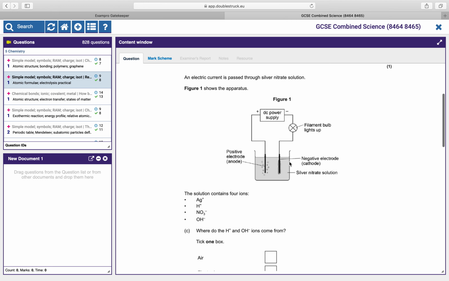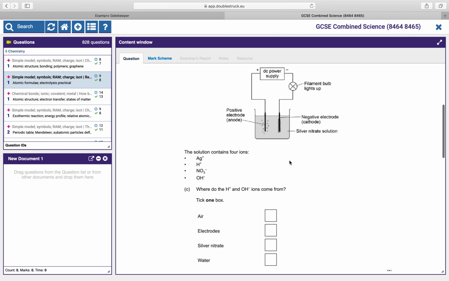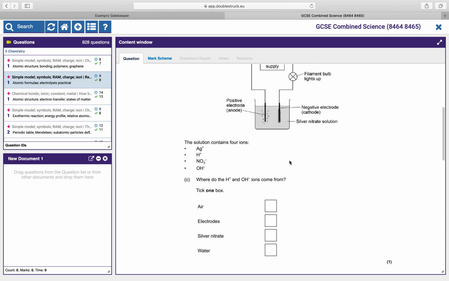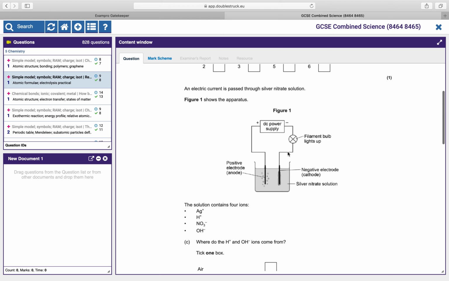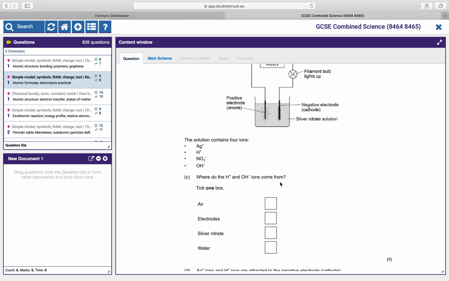Okay, so you've got here your silver nitrate solution passed through electrolysis. It contains these 4 ions. Where do the H plus and OH minus ions come from? Okay, so let's see. You want to see that this is in a solution, so this solution is going to be from the water. There's going to be water in there because that's what's going to happen in there.